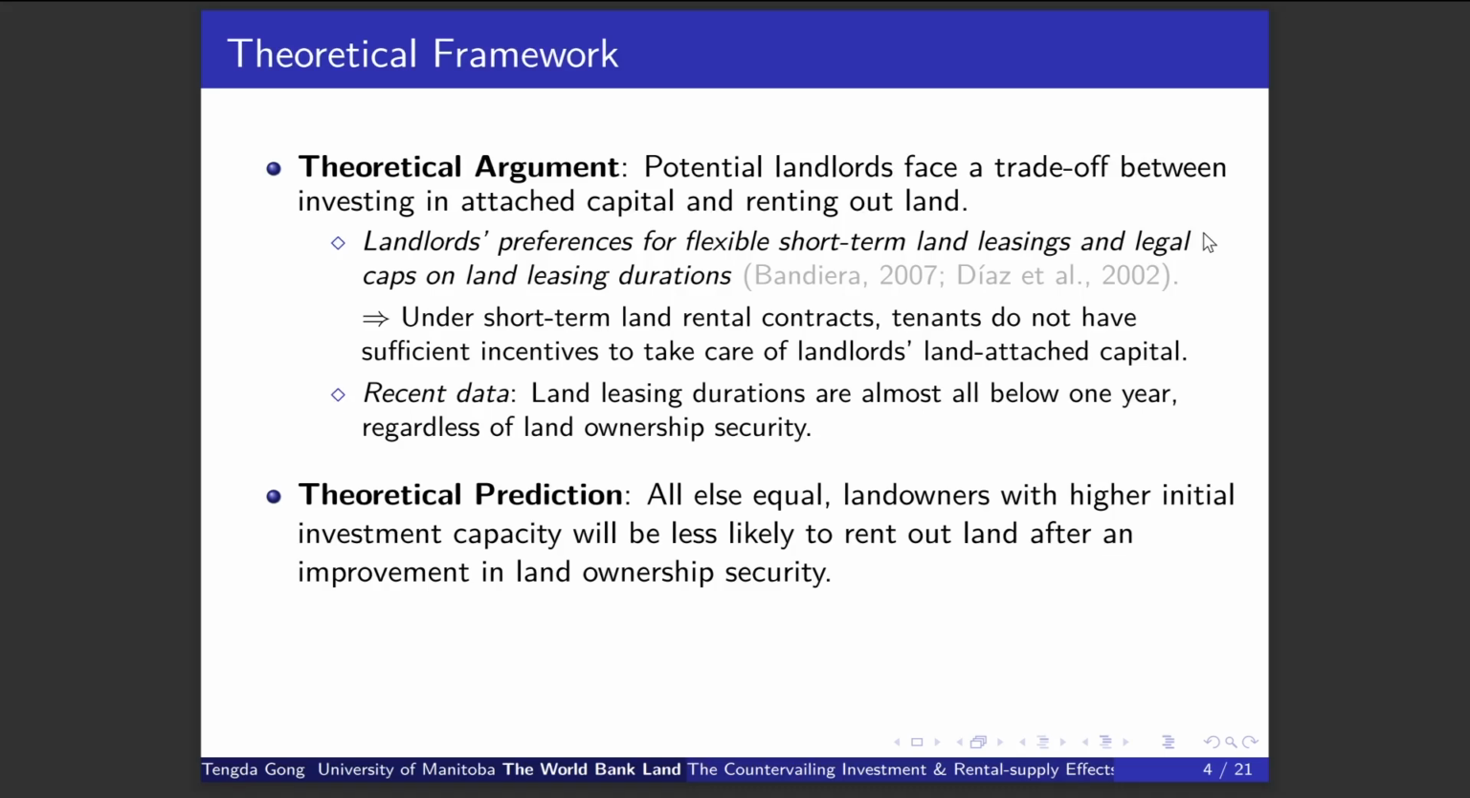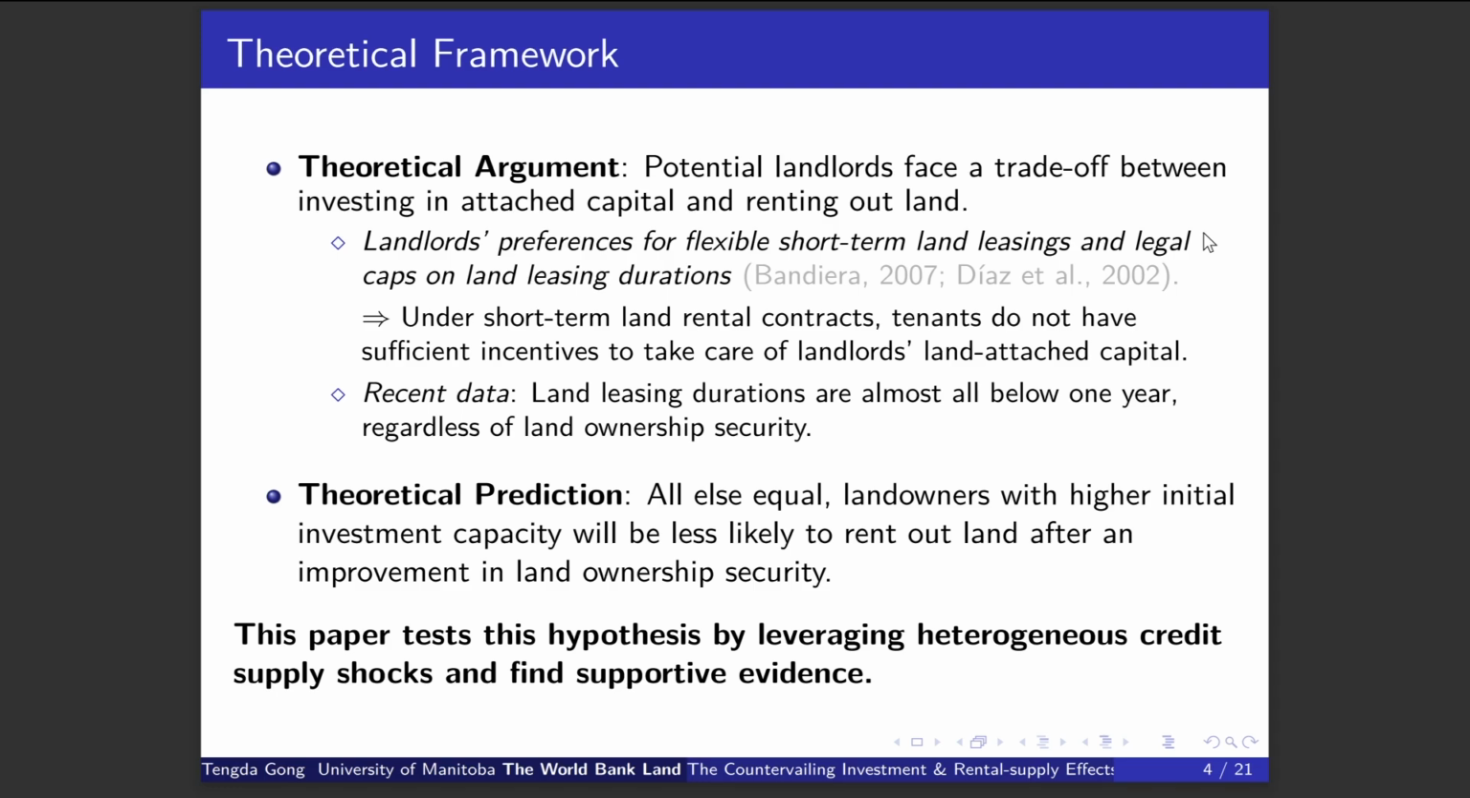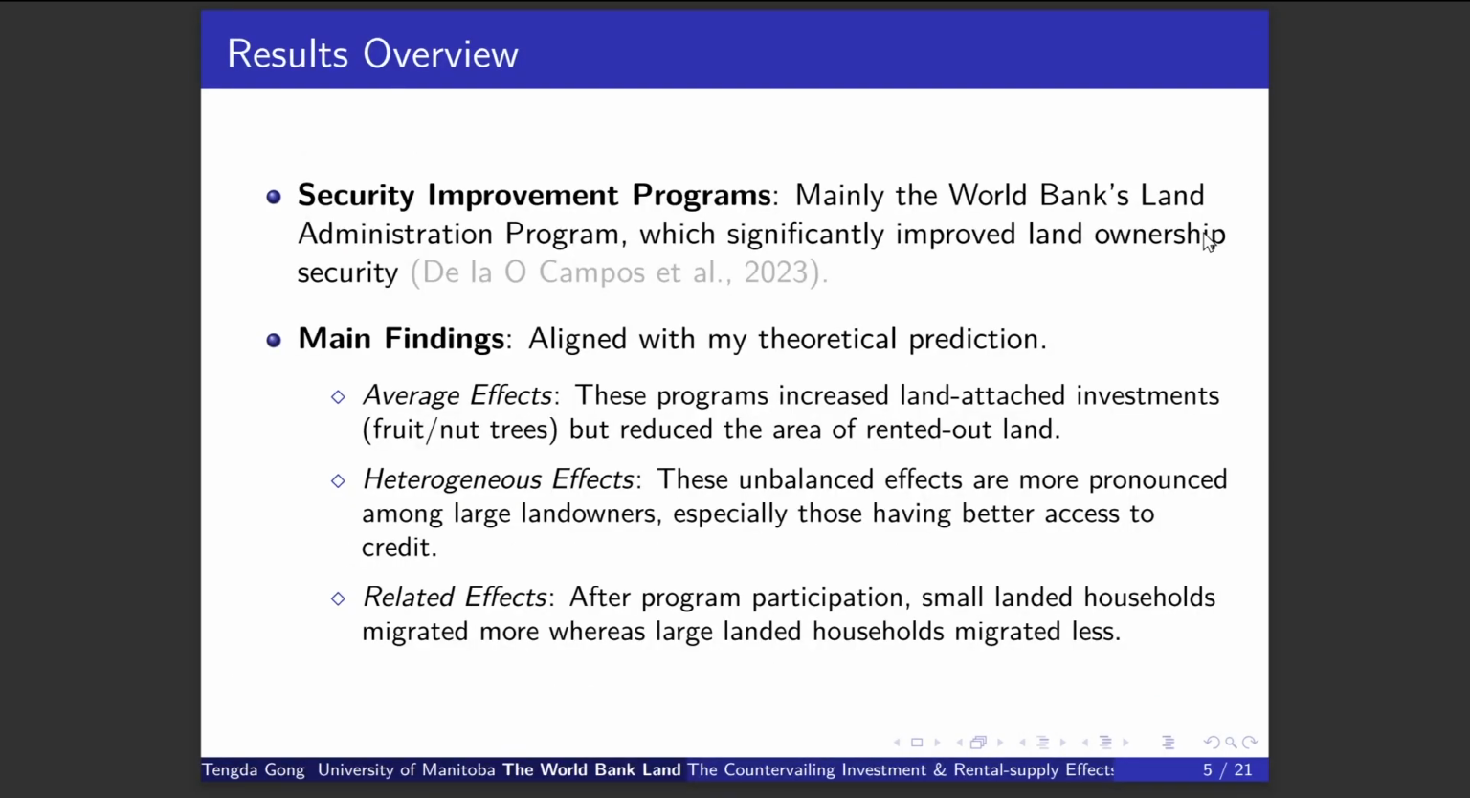The theoretical prediction of this model is that, if everything else is equal, landholders with a higher initial investment capacity combined with higher security will do more investment because they are more capable of doing so. Then you would see that they are less likely to rent out land. We do find that. So this is the overall result.